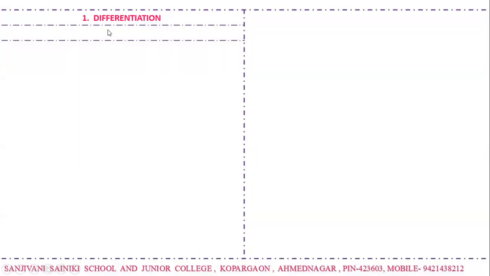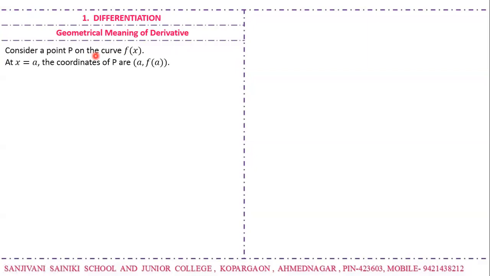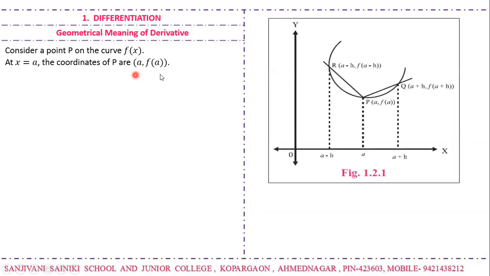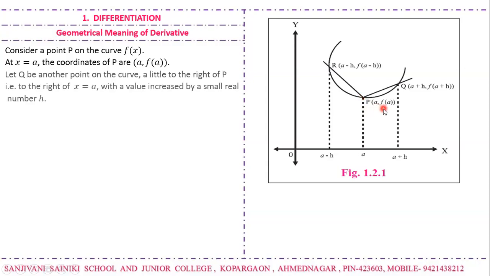Now we have covered exercise 1.1 and today we are going to start our new topic, geometrical meaning of derivatives. What is meant by derivative? Finding the derivative means what are we finding? So let us consider the point P on the curve f of x. At x is equal to a, the coordinates of the point P are a and f of a. Suppose this is our curve y is equal to f of x. I have taken the point x is equal to a, for which I will get the value of the function as f of a. So the point on this curve is P, a, f of a.